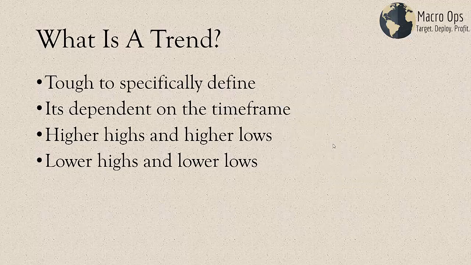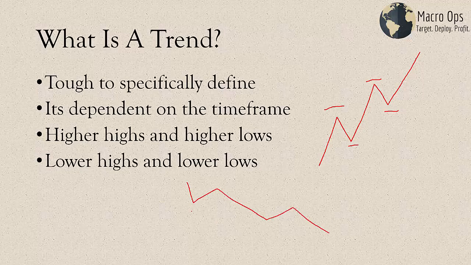Let me get this pointer out here. So to illustrate higher highs, higher lows: if we're in an uptrend, you'll see something like this. And here are your higher highs, and here are your higher lows. And it's the opposite in a downtrend. Here are your lower lows and your lower highs. Okay, so that's the most basic way to define a trend.